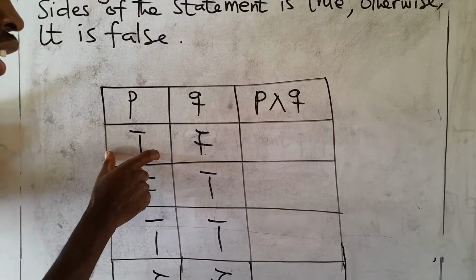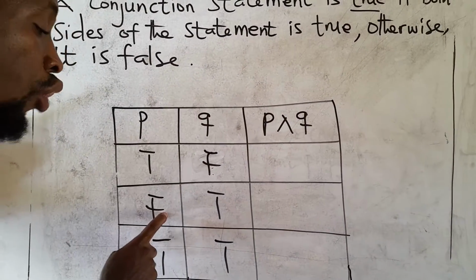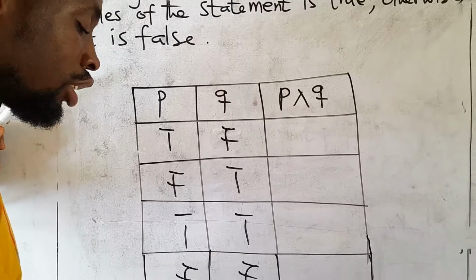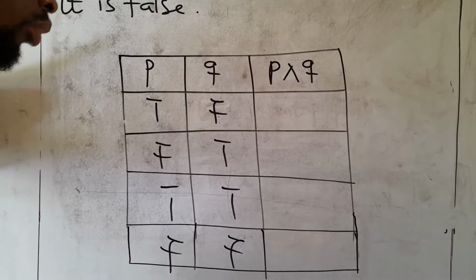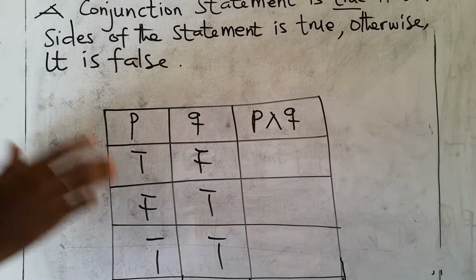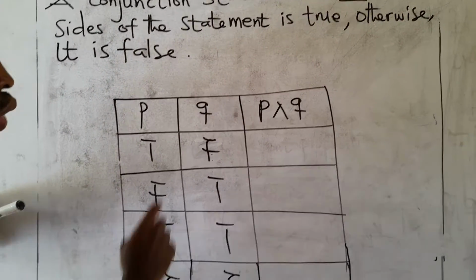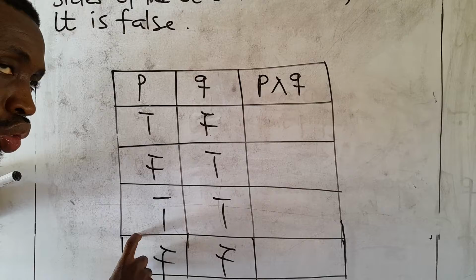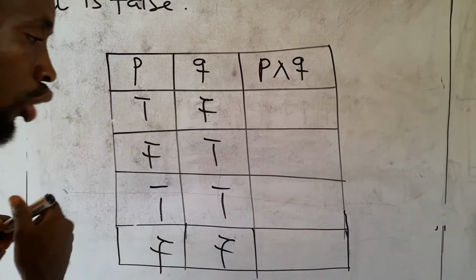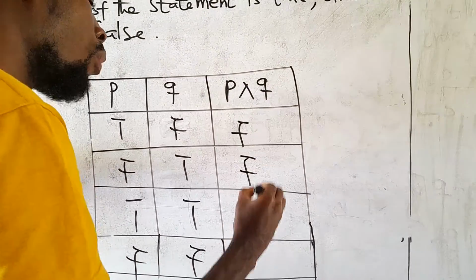In a situation where the first statement is true, the second statement is false, the first statement is false, the second statement is true, or in a situation where both are true, and in a situation where both are false. Now we say that the conjunction statement becomes true when both statements are true, otherwise it is false. So locate a situation where both statements have the true values. When both have true values, then it is true. Otherwise, all becomes false.